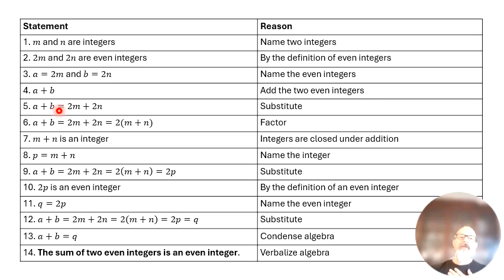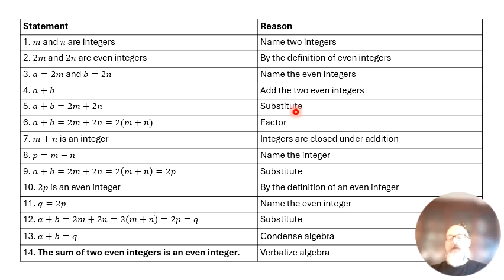Next, A plus B equals 2m plus 2n. Well, how do we know that to be true? Because A equals 2m and B equals 2n. So just in place of A, put 2m. In place of B, put 2n. What do you call it when you take 2 things that are equivalent, you substitute one for the other? It's called substitution. This is just substituting.